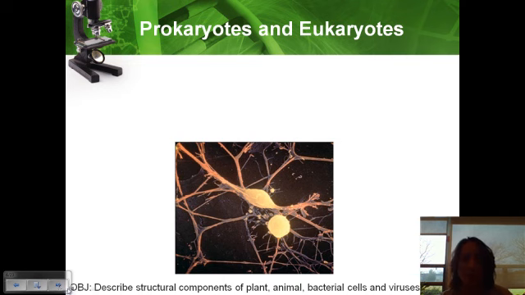So the prokaryotes are the more simplistic cells, and we find these in bacteria. Okay, no matter whether you're a prokaryotic cell or a eukaryotic cell, all cells have three components.